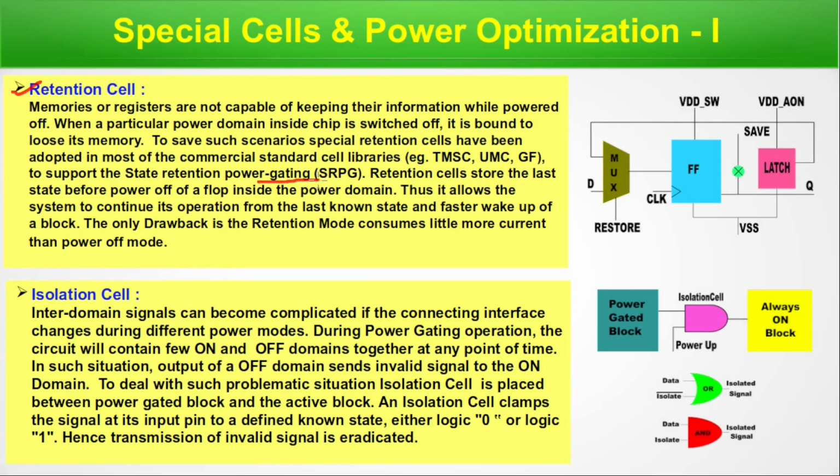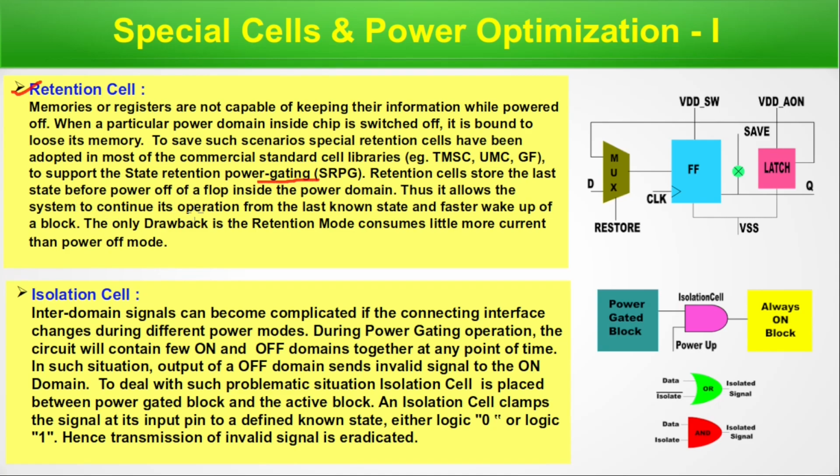We are saving power or optimizing power by switching off a domain. When a particular domain is powered off, it no longer can retain its state. So there are some retention cells, they remember it. So that is state retention power gating. Retention cells store the last state before power off of a flop inside the power domain. So what does a retention cell do? They store the last state before power off of a flop inside the power domain.